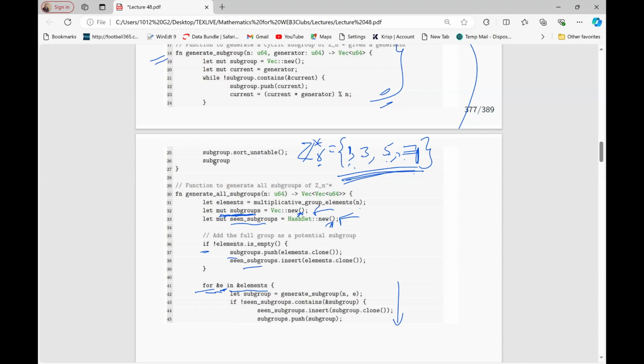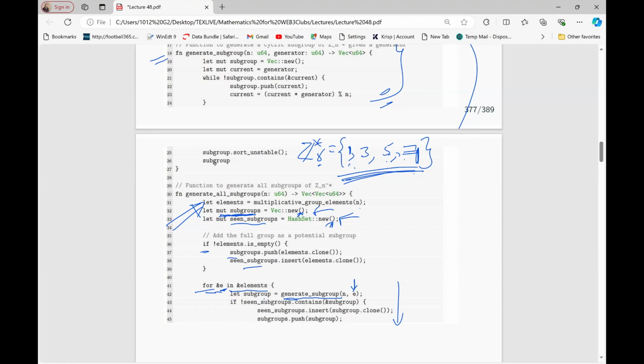Remember, our elements are here, and we came with them from the multiplicative group above. Why is that? For every element, let the subgroup, it's now calling this function, which is above. It's calling this function to do what? To generate a subgroup for this E.